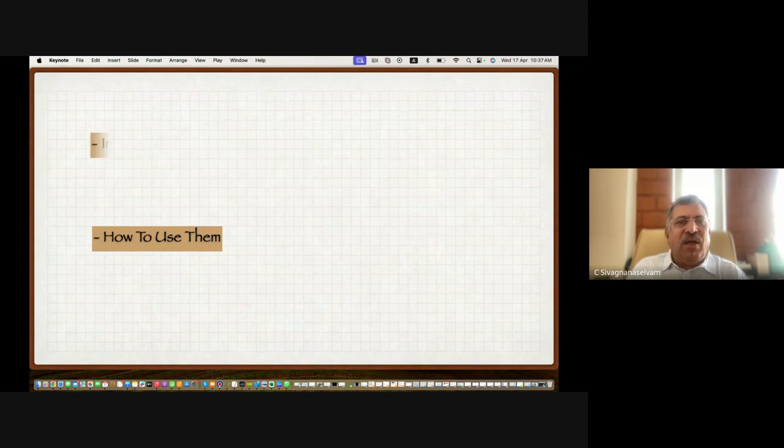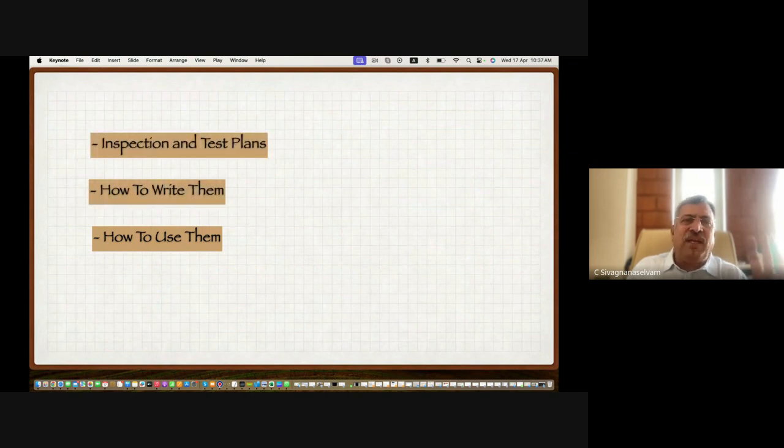Now, these are the three main aspects in quality: inspection and test plans, how to write them, and how to use them. Mere recording is not going to solve the quality issue. We have to inspect, and we have to instruct before inspection. That is, before the work starts, we should see that they are following our instructions properly. By that, we can avoid quality issues at a later stage. Then inspection and test. Test is for the material, and inspection is during the course of construction.